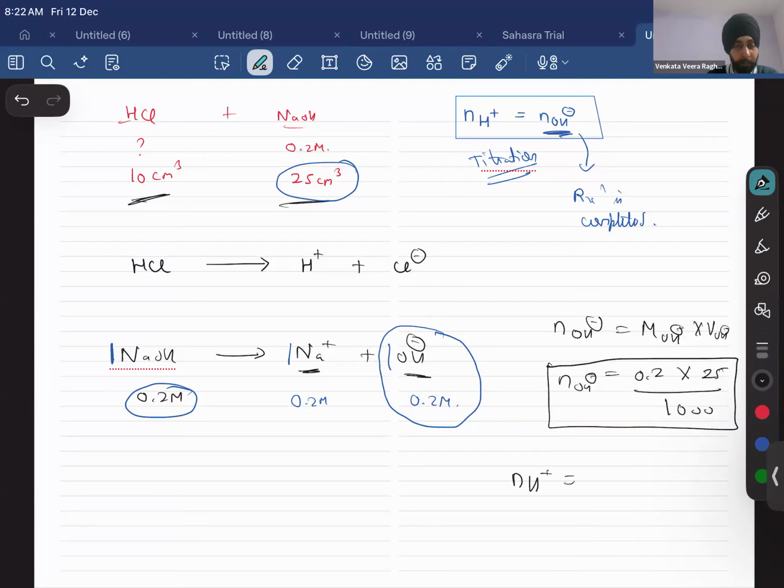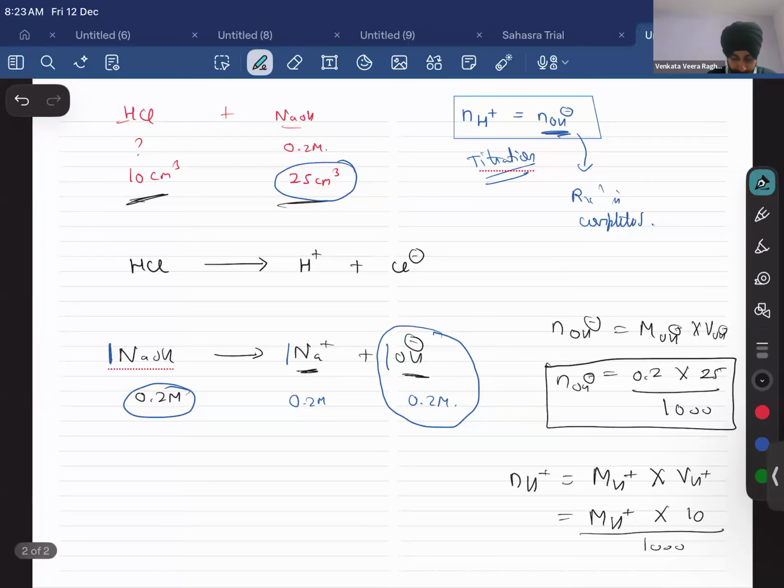Number of moles of H plus will be the molarity of H plus into the volume of H plus. Do I know the molarity of H plus? No, I have to find the molarity of H plus. And what is the volume of H plus? 10 centimeter cube, but again I have to convert it into decimeter cubes, so I'm dividing it by 1000.